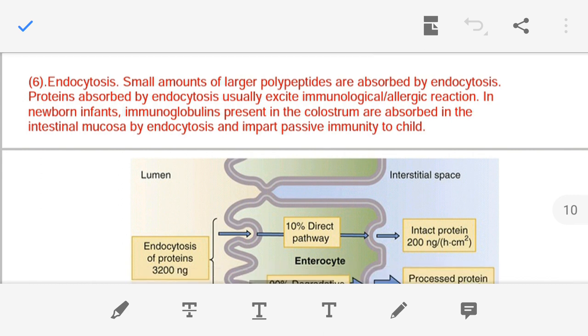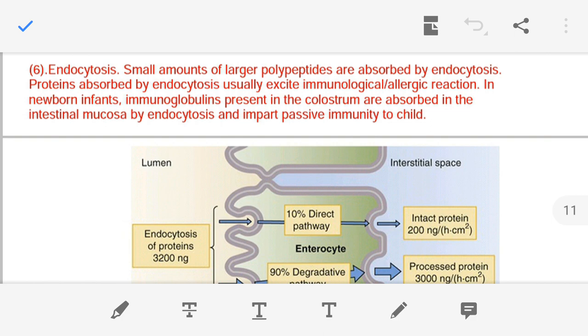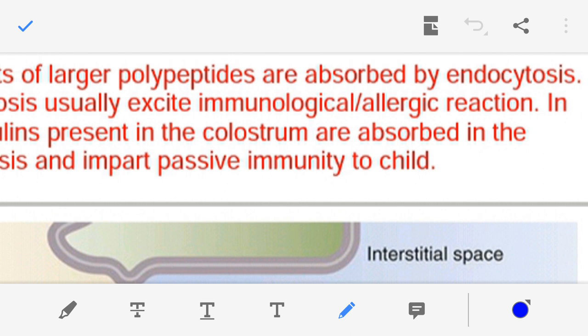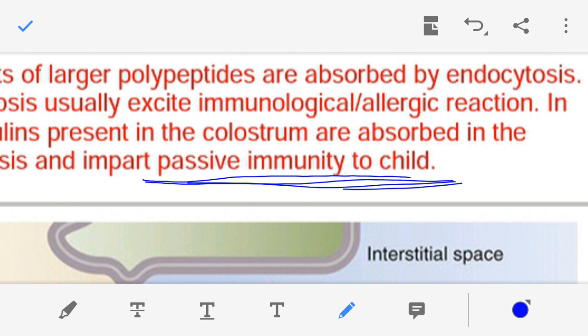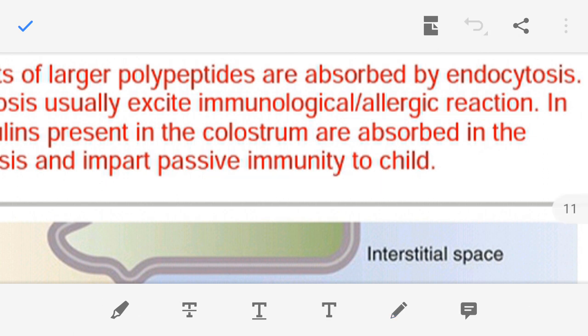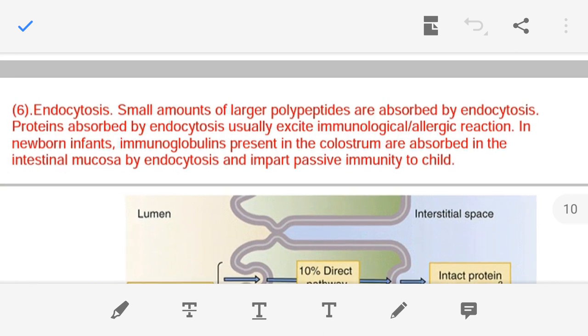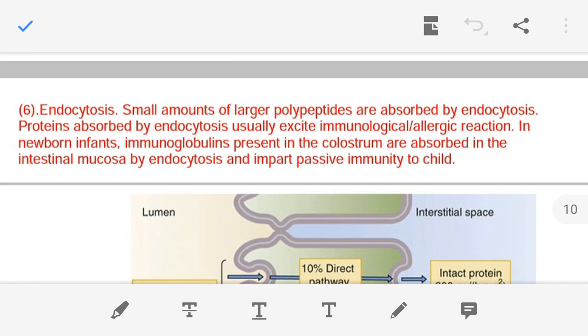So what role are these proteins playing? They are providing passive immunity to the newborn. And second, they are also sometimes responsible for allergic reactions in the newborn, because the colostrum protein entering the newborn's body is acting like an antigen. That's why.